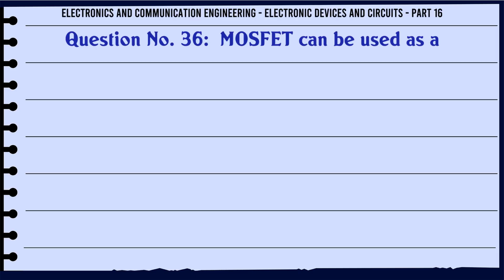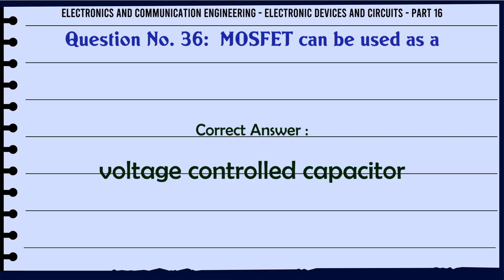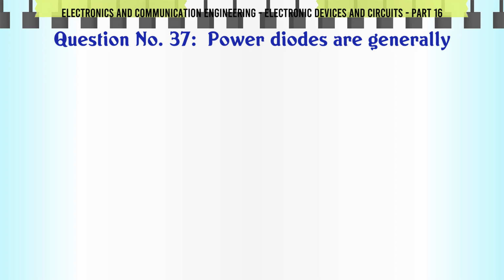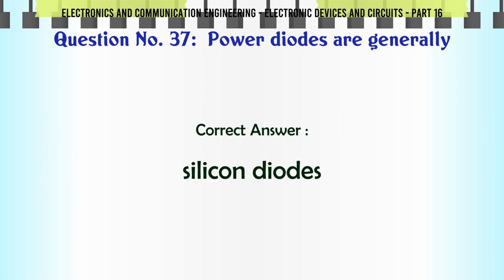MOSFET can be used as A. current-controlled capacitor, B. voltage-controlled capacitor, C. current-controlled inductor, D. voltage-controlled inductor. The correct answer is voltage-controlled capacitor. Power diodes are generally A. silicon diodes, B. germanium diodes, C. either of the above, D. none of the above. The correct answer is silicon diodes.